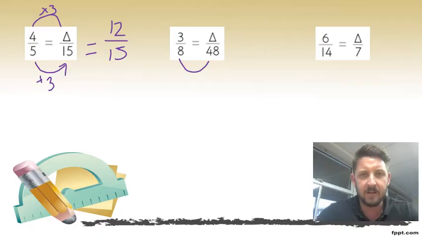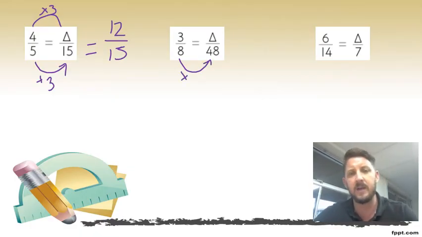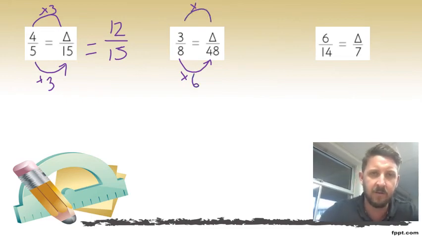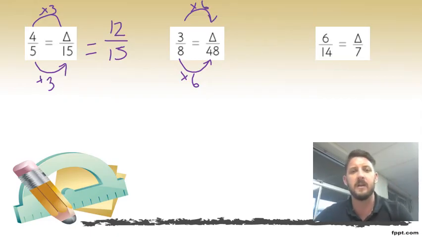Let's look at the bottom one. I'm going to give you a little bit of a head start before you stop the video. I'm going to be looking here and I'm going to say, right, how many times does 8 fit into 48? I know that's 6 times. So I'm going to go 3 multiplied by 6. And that should give me my answer. Now what I want you to do now is stop the video, see if you can work this one out.